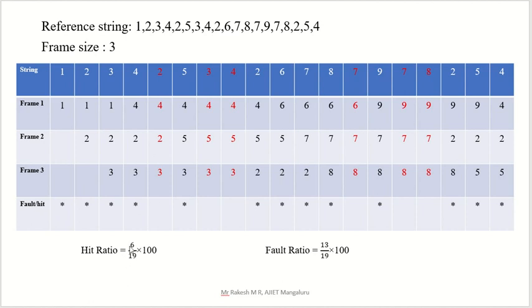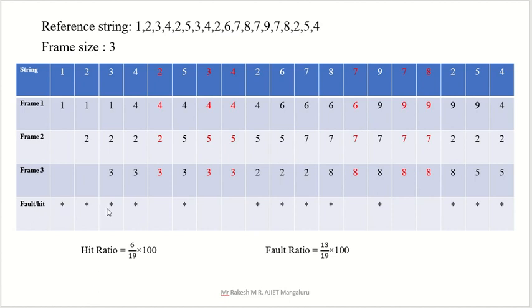So how to calculate the ratio? Hit ratio: how many hits are there out of this? 1 2 3 4 5 6. Whichever I kept blank, or which I have changed color, that is a hit. So 6 divided by the total number of entries, 19, into 100, that is your hit ratio in terms of percentage. Then what is the fault ratio?